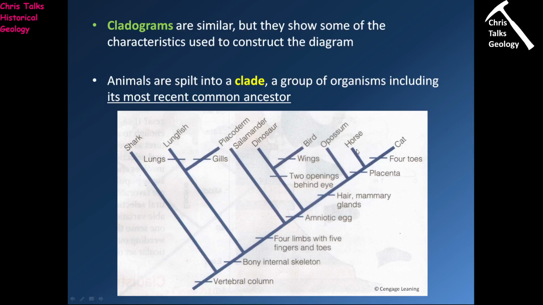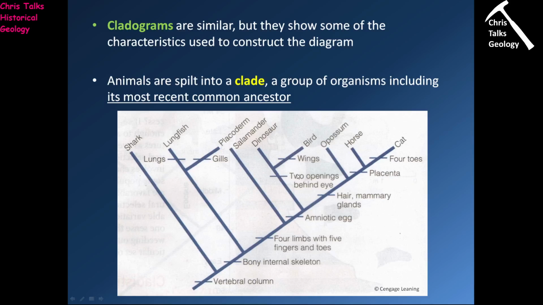As we continue along the diagram, the next characteristic is the amniote egg. So dinosaurs, birds, opossums, horses and cats all produce amniote eggs. Salamanders do not, so obviously they go off to form their own clade. The next characteristic is hair and mammary glands. Obviously we know that that's a characteristic for the mammals, so possums, horses and cats, they're going to continue along, whereas dinosaurs and birds, which are not mammals, are obviously going to have to split off.